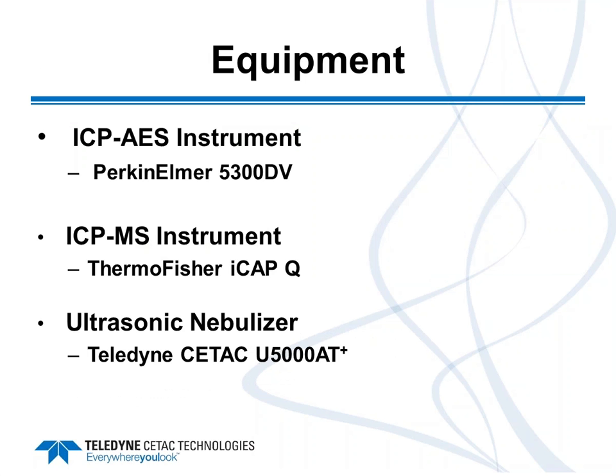So the equipment that we used in this study included both an ICP-AES and an ICP-MS and an ultrasonic nebulizer. The ICP emission instrument that was available was the Perkin-Elmer 5300 DV system. And for the ICP-MS experiment, we had the Thermo Fisher iCAP Q available. The ultrasonic nebulizer is the Teledyne CETAC U5000AT+.